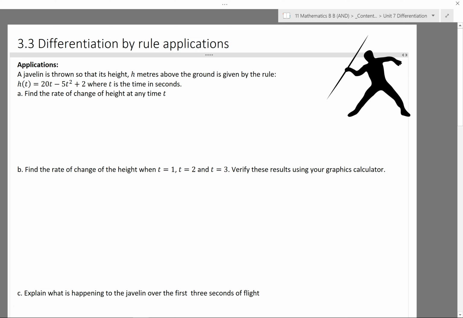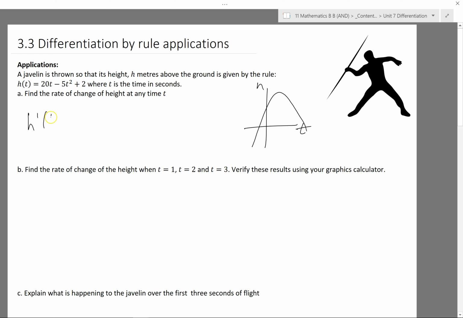So you've got this situation, a javelin is thrown, so we know the height as the time changes. Probably looks like this, the function. So find the rate of change of height at any time. This is asking us to find the derivative, which we should be pretty comfortable doing after all those examples.